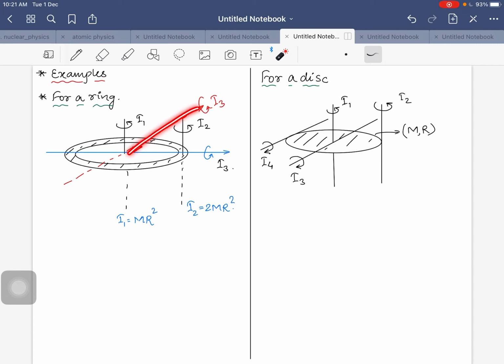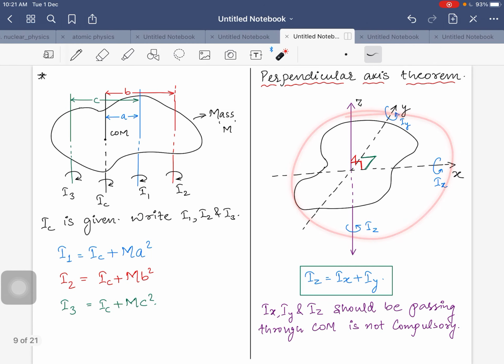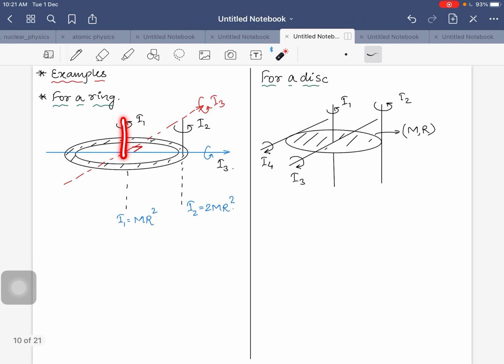Now can you tell, I3 plus I3 will be equal to I1, because I1 is perpendicular to both. If you apply this perpendicular axis theorem, the perpendicular one will be equal to this plus this. So I1 equals I3 plus I3, so I3 will be I1 by 2. You have to remember that about a diameter, it will always be half of the perpendicular axis passing through the center of mass. So I can write it will be equal to mr square by 2. I think it is clear.